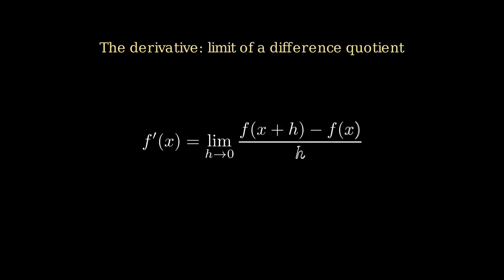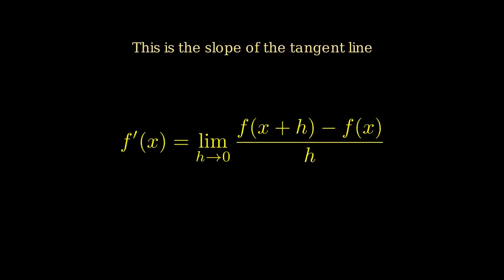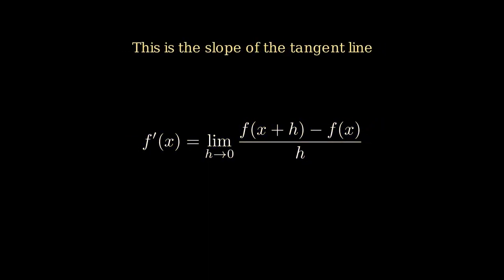Let's start with the definition of the derivative. The derivative of f at x, written f prime of x, is defined as the limit, as h goes to 0, of the quantity f of x plus h minus f of x, divided by h. This limit represents the instantaneous rate of change of the function, and geometrically it is the slope of the tangent line to the curve at that point.